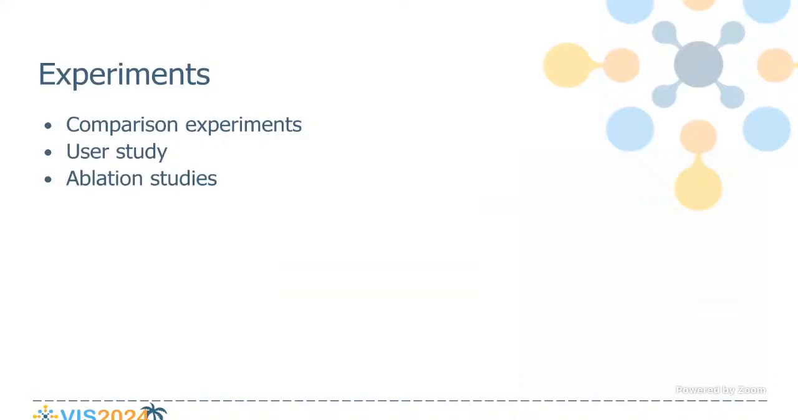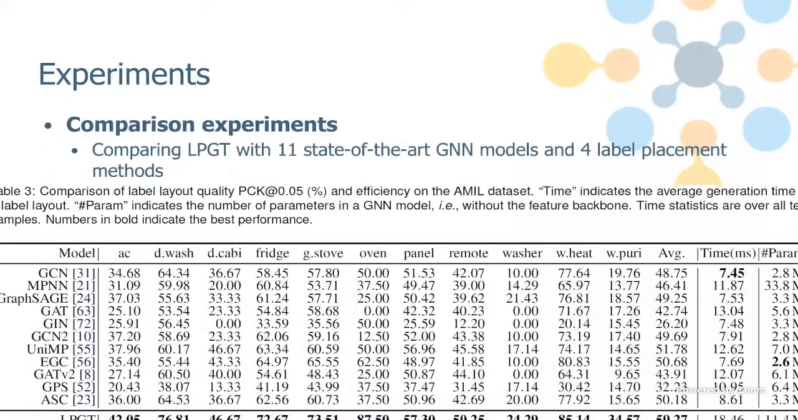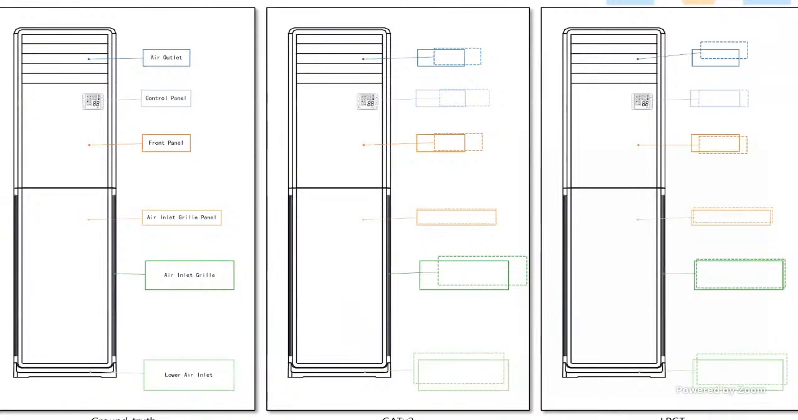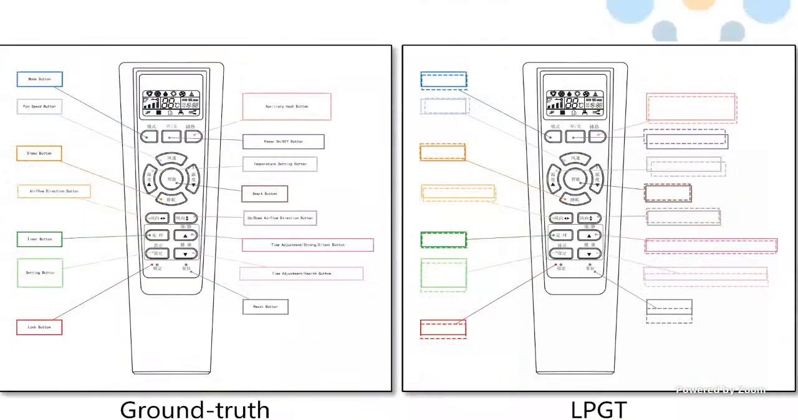We evaluated the performance of LPGT by comparing it with 11 GNN models and 4 label placement methods on the proposed dataset. We also conducted a user study and ablation studies for more evaluation and analysis. The quantitative comparison demonstrates that LPGT is effective and robust for placing varying numbers of labels across different object categories. The predicted label layouts of several illustrations are visualized in the figure. LPGT achieves appropriate label layouts with less overlapping and clutter.